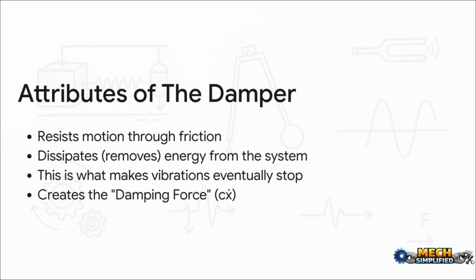The damper does its job using friction. It could be the air pushing against you as you swing, or it could be the friction in the hinges at the top of the swing set.